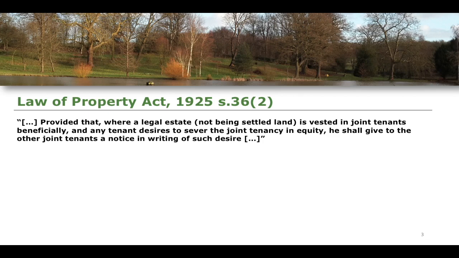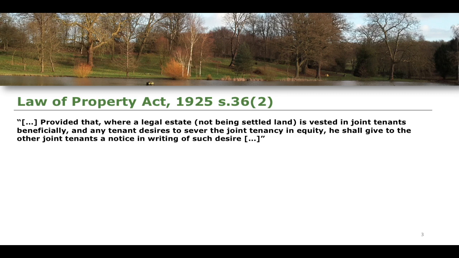This is essentially giving us an indication of how severance takes place. Now, this is not the only method by which severance takes place, as we've noted from the previous lesson, but the Law of Property Act gives us an indication of how written notice is to be essentially understood through the process of severance. It's also a very nice way of understanding what severance means in this particular passage. It is talking about where you have a legal estate that is vested in joint tenants beneficially, and then you have a tenant who wants to sever the joint tenancy in equity. Remember, it can only happen in equity when you go from a joint tenant to a tenancy in common, since this does not affect the process or the rights that exist at law.